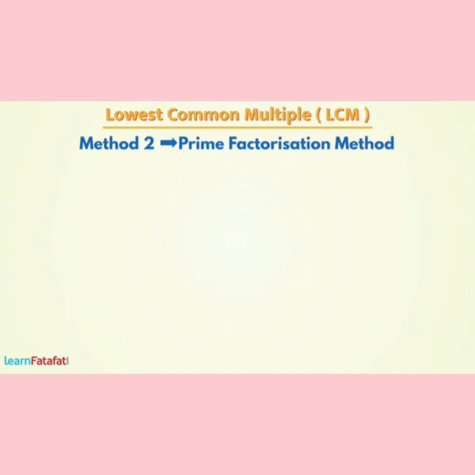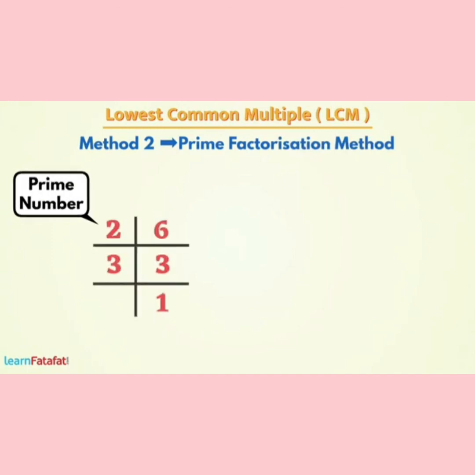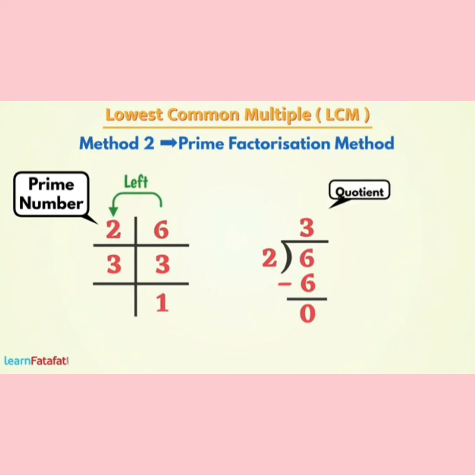The prime factorization of 6 can be done like this. We find a prime number that can divide the given number and then write the prime number to the left of the given number and the quotient of division below the given number. We do this several times to find the prime factors of the given number.